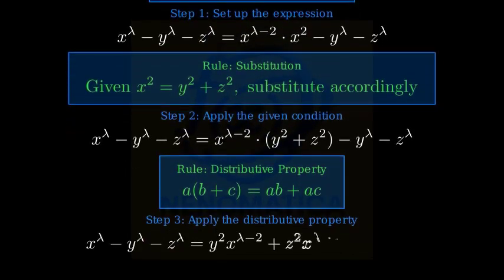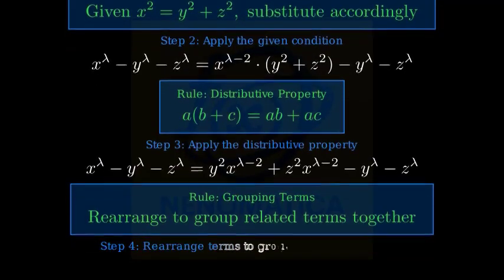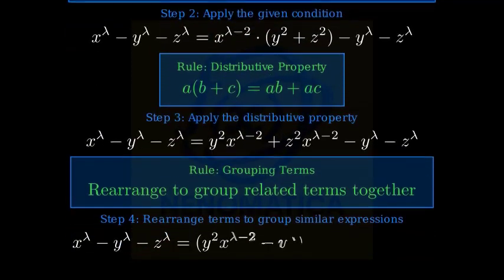When we multiply it through the parentheses, we get y squared times x to the power lambda minus 2 plus c squared times x to the power lambda minus 2 minus y to the power lambda minus c to the power lambda. Next, we rearrange the terms to group similar expressions together. We'll rewrite this as y squared times x to the power lambda minus 2 minus y to the power lambda plus c squared times x to the power lambda minus 2 minus c to the power lambda.